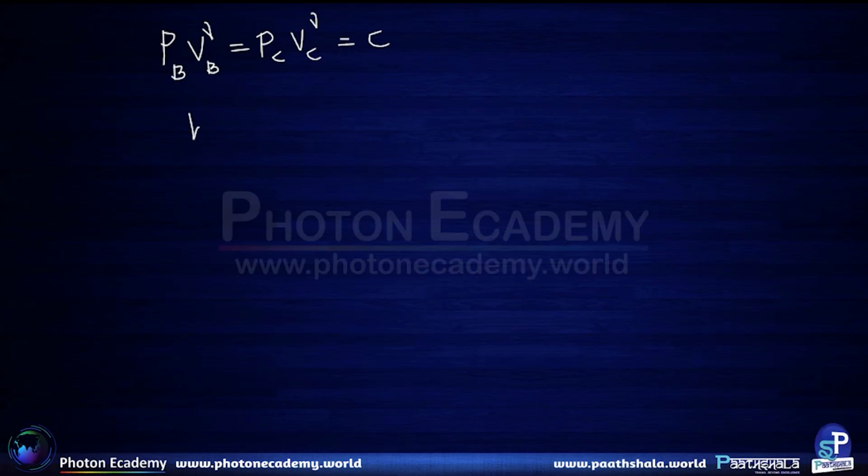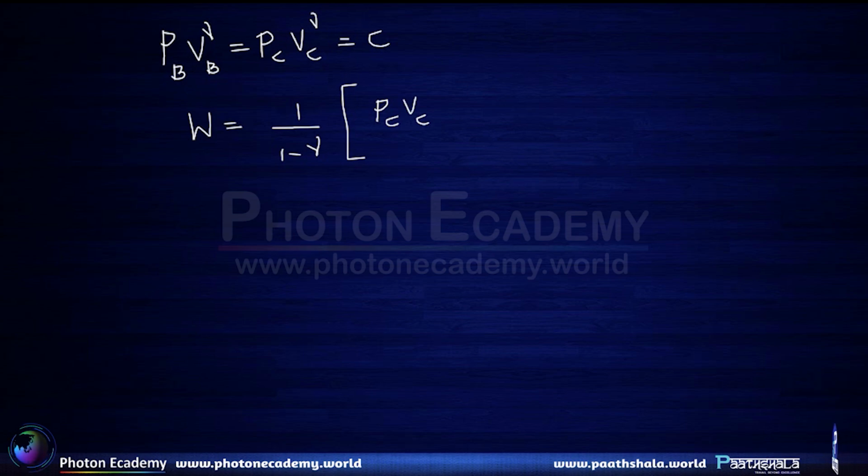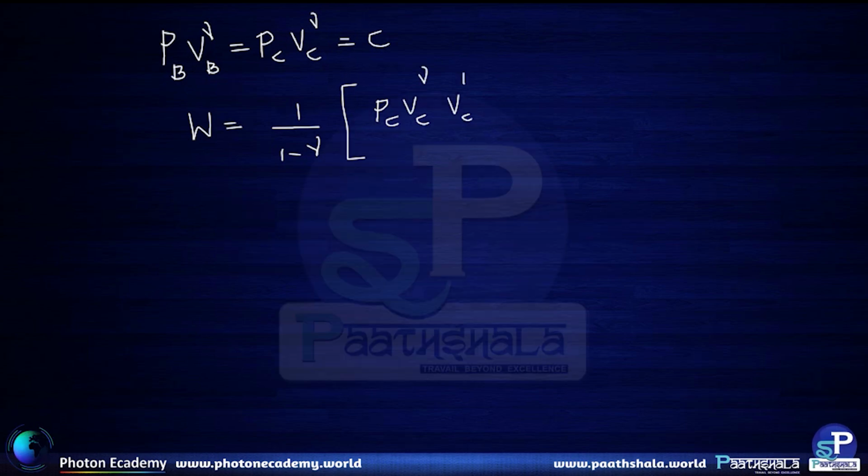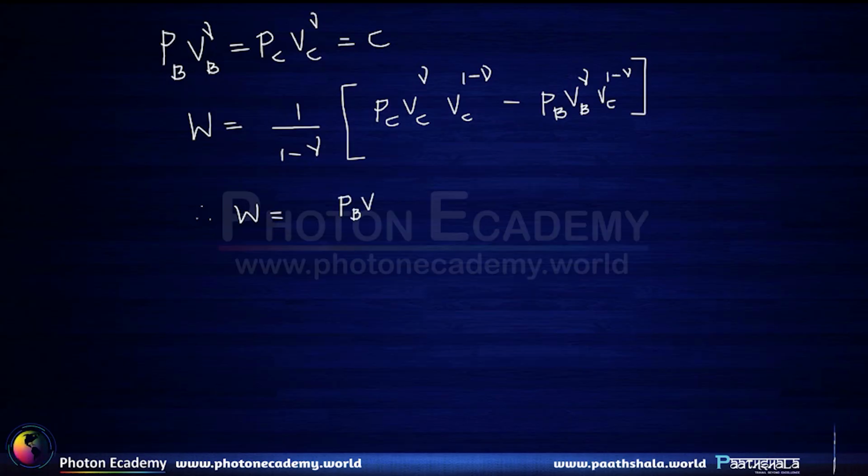and substituting these values in the expression of the work done, we get W is equal to 1 by 1 minus gamma into Pc Vc power gamma Vc power 1 minus gamma minus Pb Vb power gamma Vc power 1 minus gamma. Therefore, W is equal to Pb Vb minus Pc Vc by gamma minus 1.